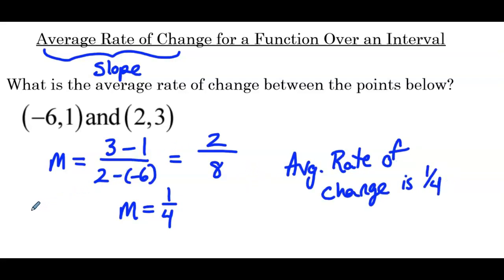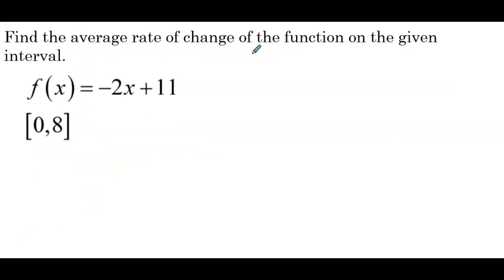So now let's take this same problem and use function notation. So find the average rate of change of the function on the given interval. So f of x equals negative 2x plus 11, and our interval is 0 to 8. Now this interval is x values. Okay, so this is saying from x equals 0 to x equals 8, what is our average rate of change?